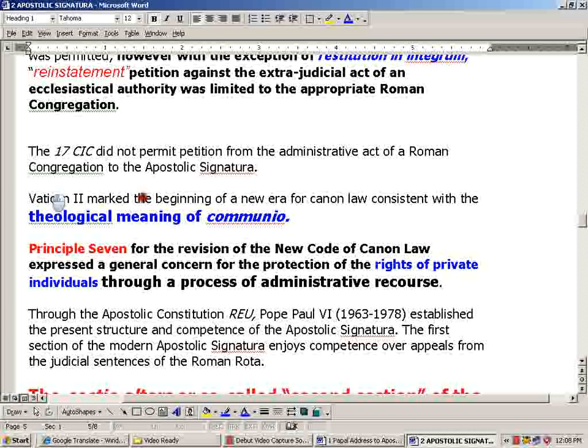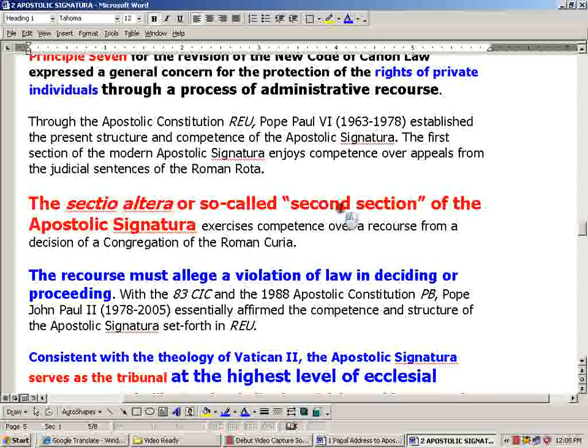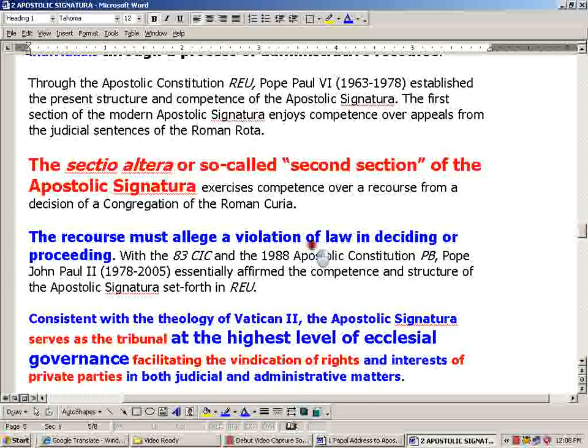Vatican II marked the beginning of a new era for canon law consistent with the theological meaning of communion. Principle 7 of the revision of the new Code of Canon Law expressed a general concern for the protection of the rights of private individuals through a process of administrative recourse. The so-called second section of the Signatura exercises competence over a recourse from a decision of a congregation of the Roman Curia. Again, we don't necessarily need to be talking about the Vatican City here. This could be courts here in America.